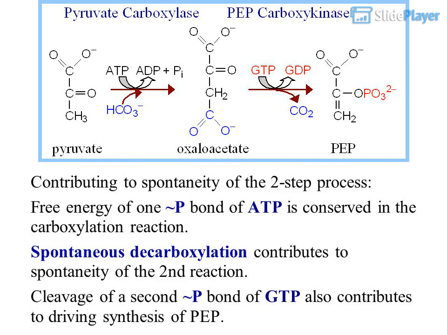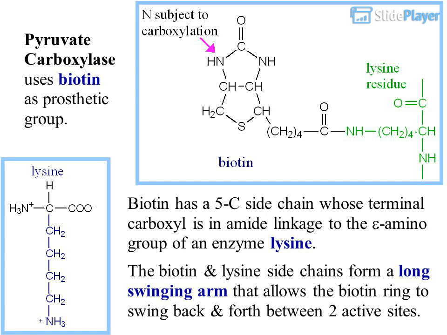Free energy of 1 ~P bond of ATP is conserved in the carboxylation reaction. Spontaneous decarboxylation contributes to spontaneity of the second reaction. Cleavage of a second ~P bond of GTP also contributes to driving synthesis of PEP. Pyruvate carboxylase uses biotin as prosthetic group.